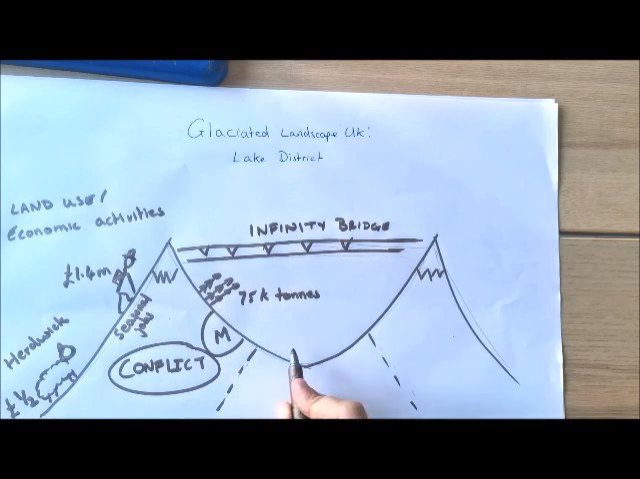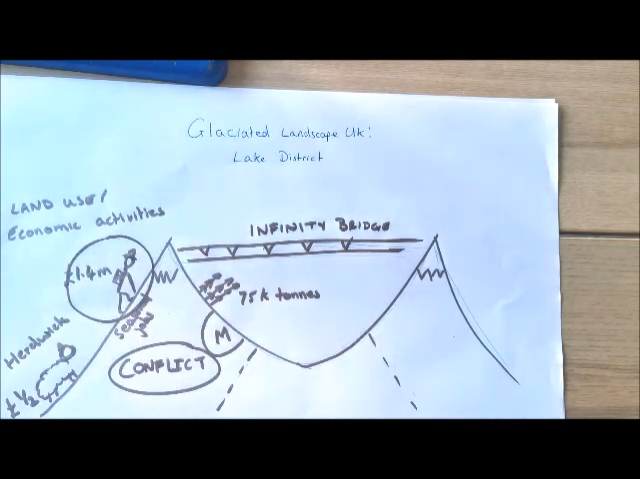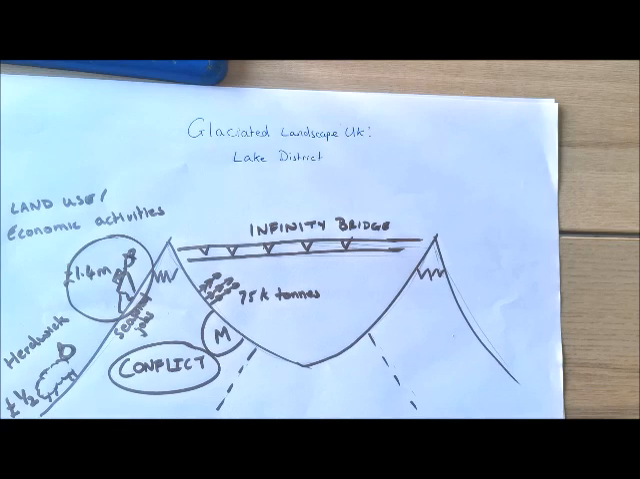Going on to the next bit then, we've looked at the land uses and economic activities. We're now going to focus on tourism as one of the major economic activities. As I said, over 20 million tourists a year visit the Lake District, bringing around £1.4 million of income annually. Okay, but we need to look at the negative impacts of that, or the problems of tourism.